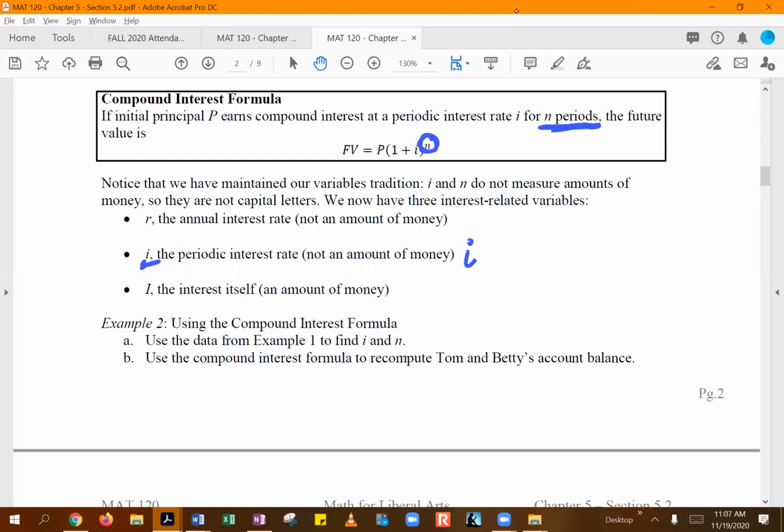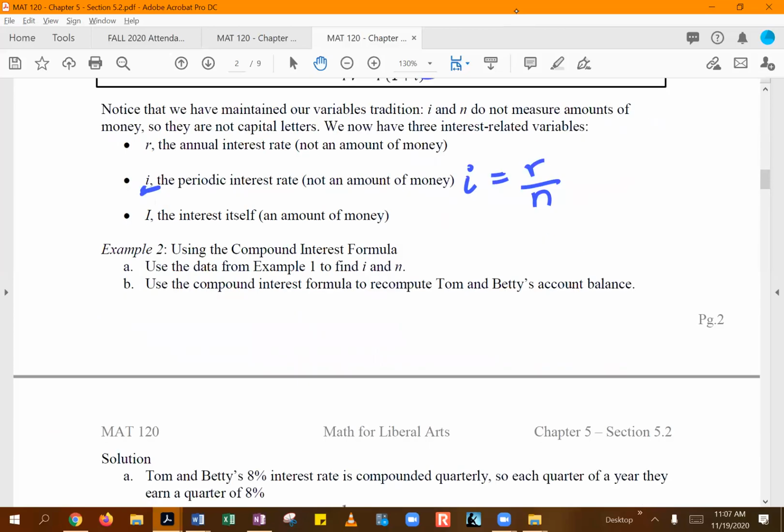Okay, so your I is basically where you take your annual rate of interest and you divide it by your compounding period, so how many compounding periods you are going to have. So that's actually how you calculate your periodic rate of interest. And, of course, the I is going to be the actual dollar amount.